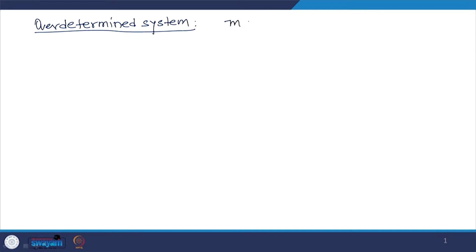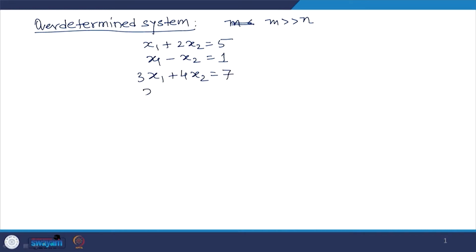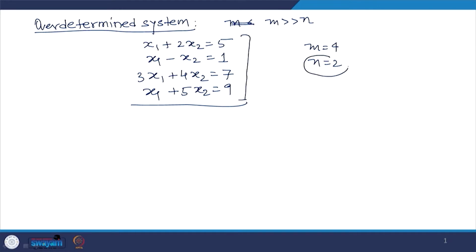In an overdetermined system we have m bigger than n, meaning more rows. For example, consider an example like this. Here we have m equals 4 and n equals 2. So 4 equations are given to us, and based on these 4 equations we have to determine x1 and x2.